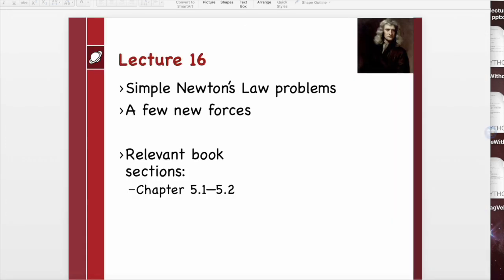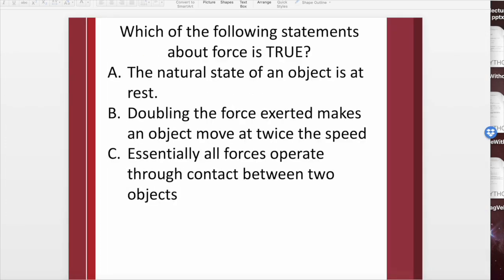All right, that kind of gets to a previous exam question related to this. Which of the following are true? The natural state of an object is at rest. Doubling the force exerted makes the object move at twice the speed. And essentially all forces operate through contact between two objects. The problem we just did relates to the first two.